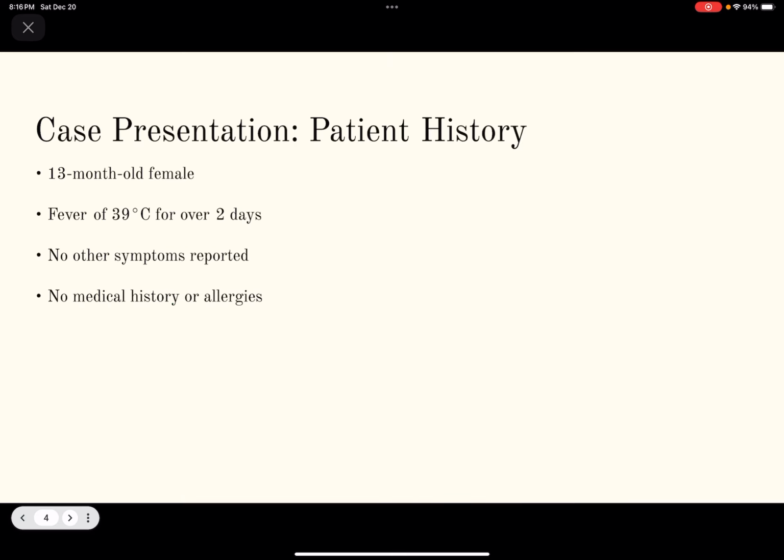Case presentation. The patient in this case is a 13-month-old little girl who came to the emergency room with a fever of 39 degrees Celsius that lasted for more than 2 days. The fever started quickly, and there were no other symptoms reported. She had no medical problems, allergies, or known exposures.